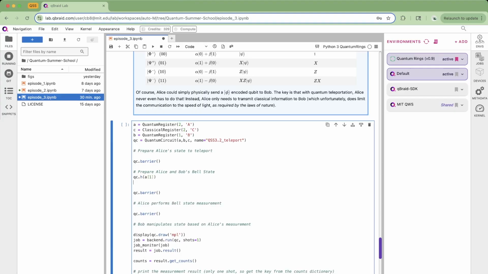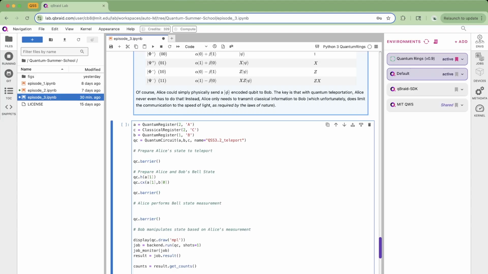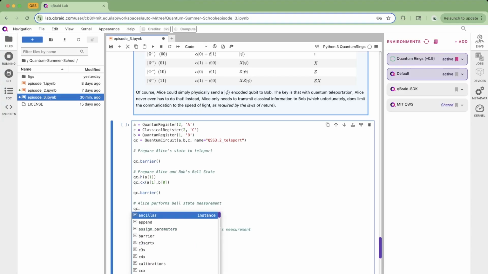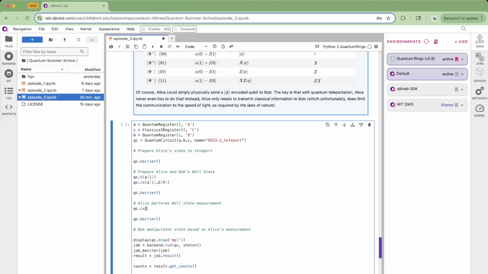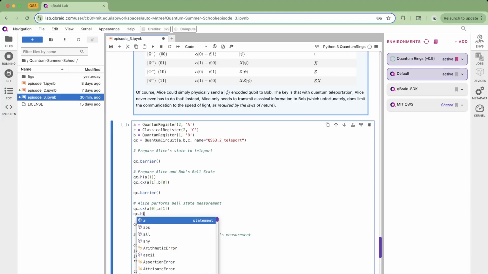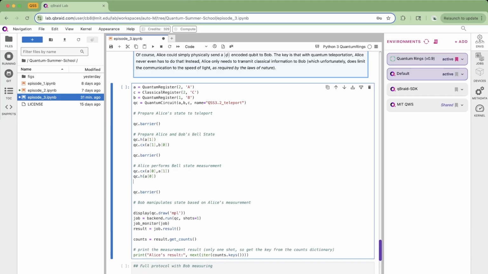And then we're going to apply a controlled NOT, controlled on Alice's second qubit, targeting Bob's qubit. Then we want Alice to perform a Bell state measurement. So she's going to do the inverse. She's going to apply a controlled X, controlled on qubit 0, targeting qubit 1. And then she's going to apply a Hadamard gate on qubit 1. And then finally, Alice needs to measure her qubits.